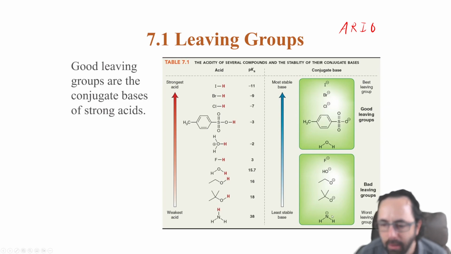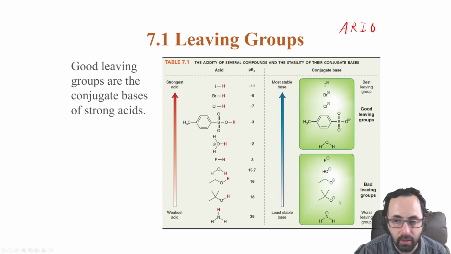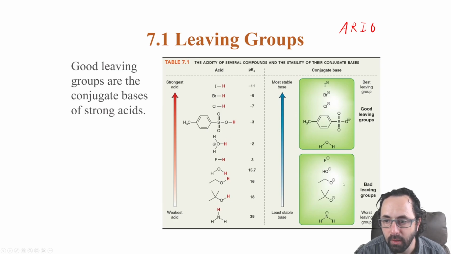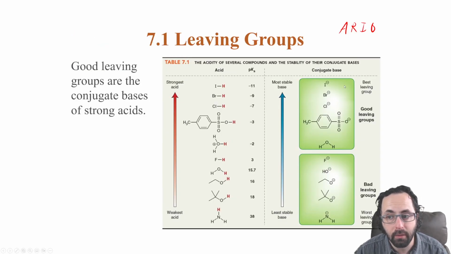Finally here, amide, terrible leaving group. Even ammonia, we know, behaves as a base more than it behaves as an acid. Its pKa is really large. Amide is even more basic. It's extremely basic, and it will really grab protons. So a good leaving group stabilizes a negative charge. A good leaving group is the conjugate base of a strong acid. These are the same thing.